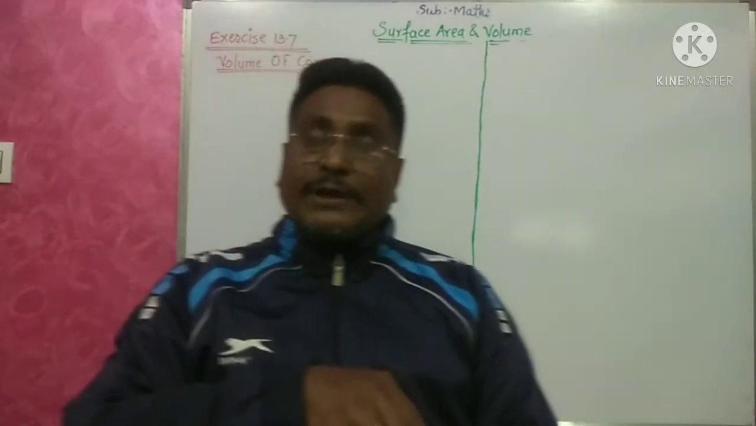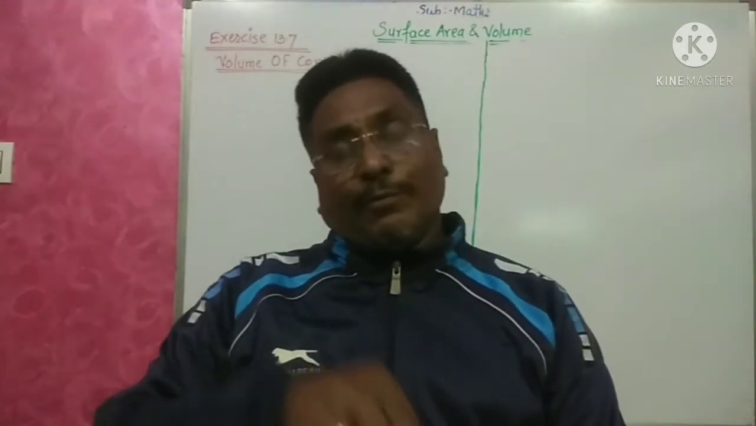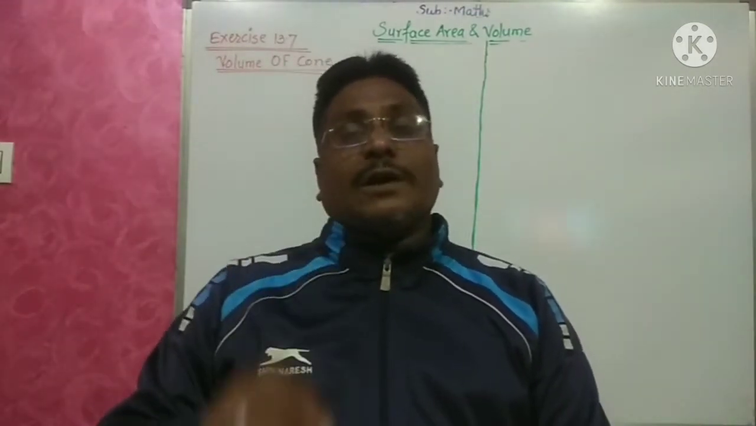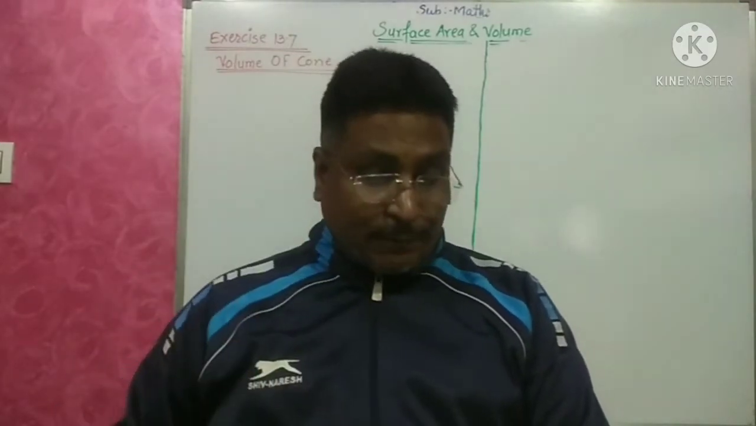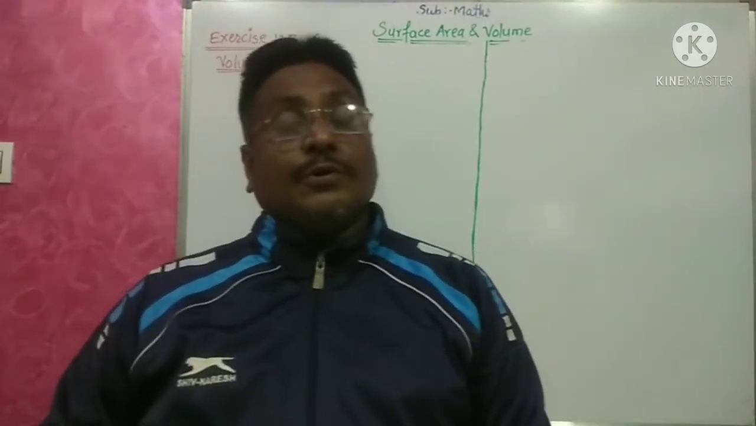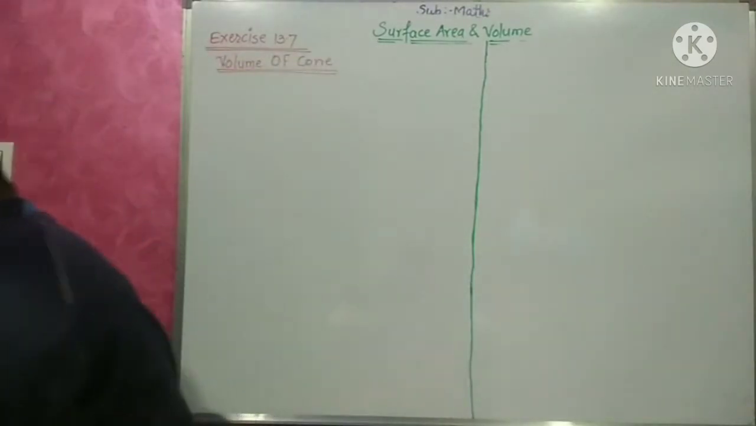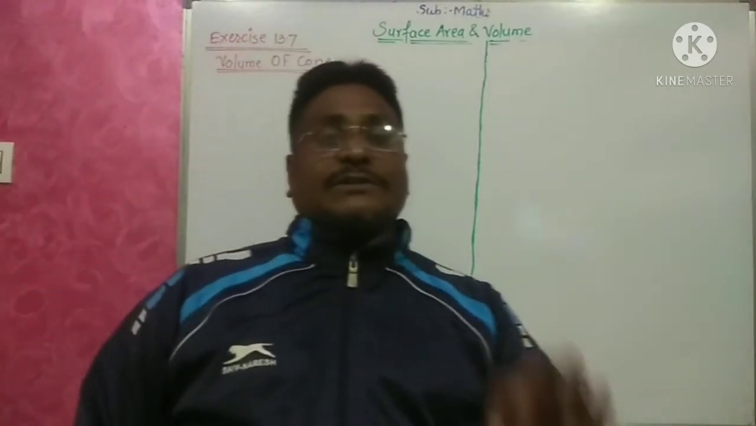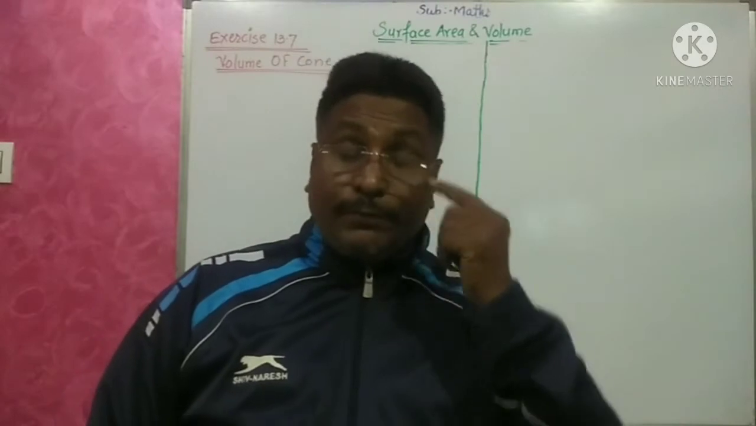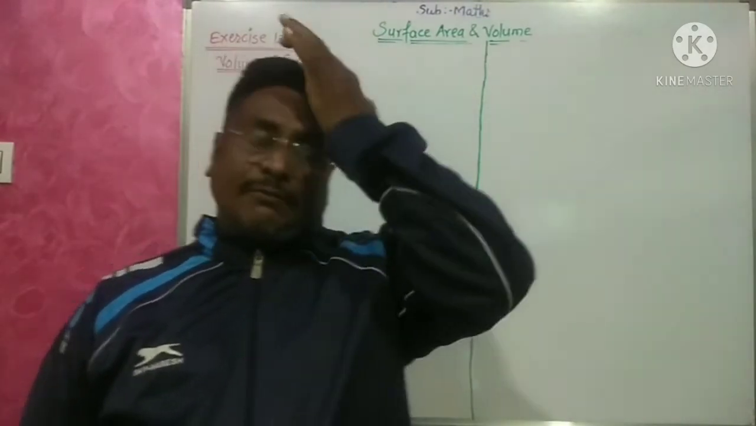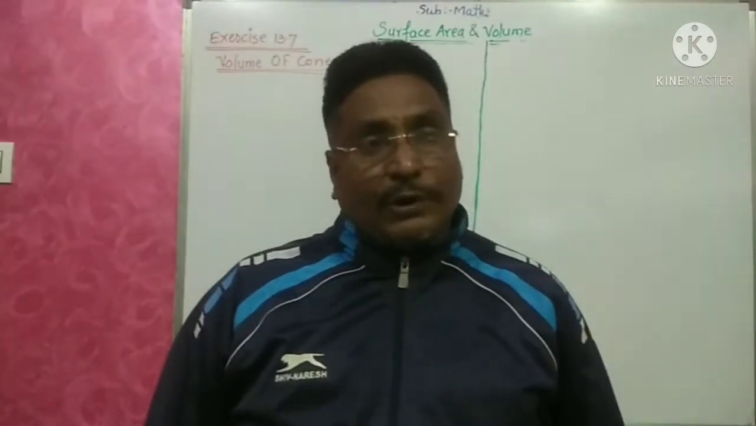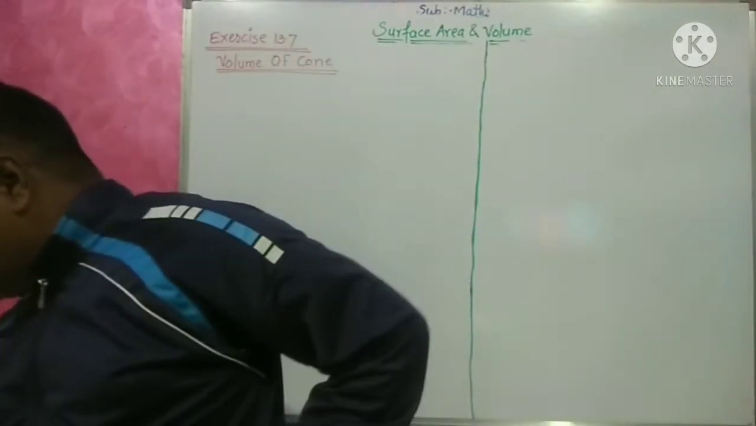Easily you have to use the formula, volume of cone is 1/3 pi r square h. By using this formula you have to find the volume of cone. In that formula you can substitute the value of radius and height, and you will get the volume of cone. Okay students.